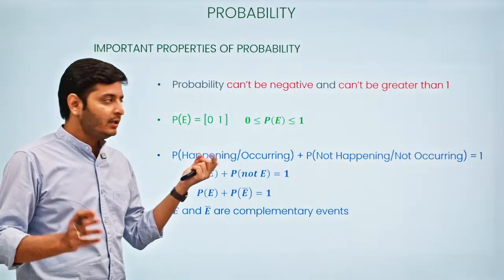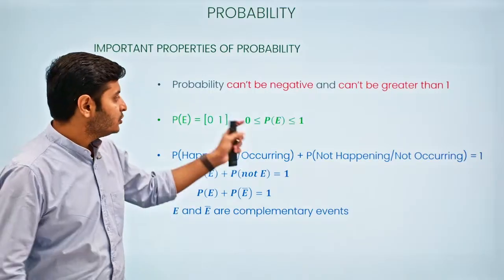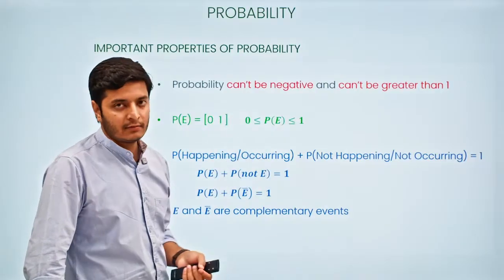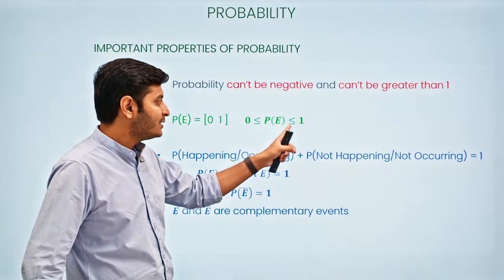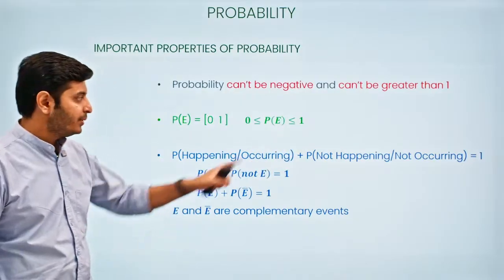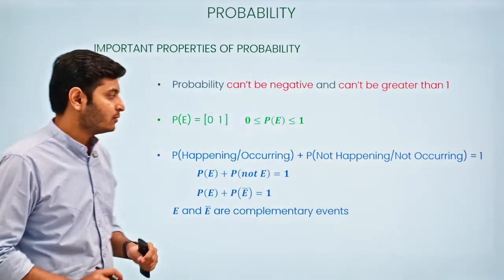So P of E is between 0 and 1. You can write it like this also, or in this way also, that 0 is less than or equal to P of E, which is less than or equal to 1. So P of E is lying between 0 and 1, including both the values 0 and 1 also.